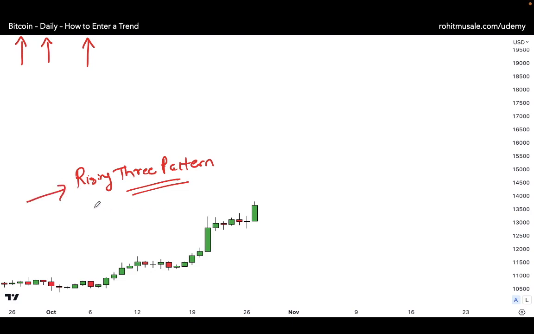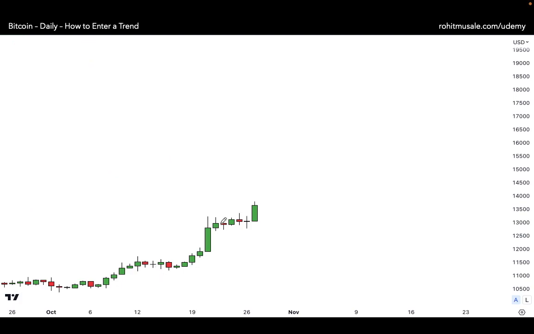So here are the conditions for this pattern. Number one, see this tall green candle till here. All of these candles taken together, these 5 candles plus 1, that is, these 7 candles constitute what is called the rising 3 pattern, and I will explain in detail now. The first condition is that preferably it should come after an uptrend. So the uptrend has already started from here, and this pattern is coming after that uptrend.